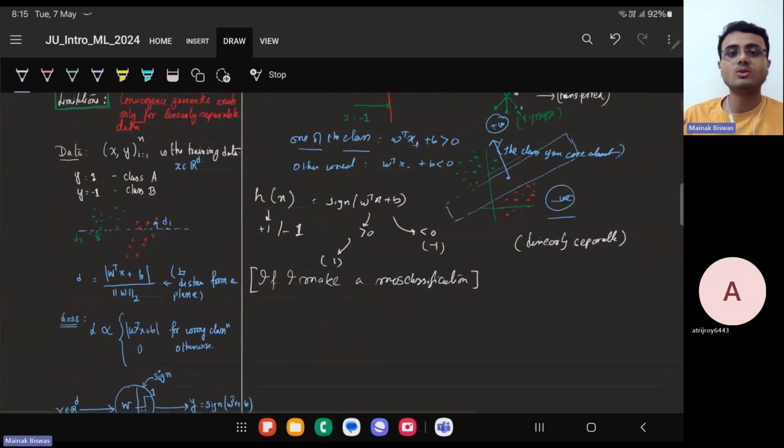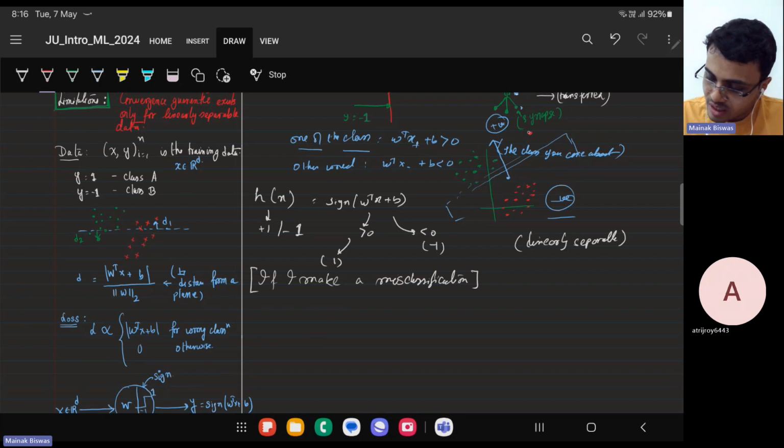So if I make a misclassification, I want to penalize the model so that it learns, right? So what will I do? Say I have a red point somewhere over here. Do you agree that if I have a measure of distance, this is a distance, right? So if I have a red point over here, this is a misclassification. So this is the distance. What is the value of the distance? We found this in the optimization class. What is the value of a distance from the plane?